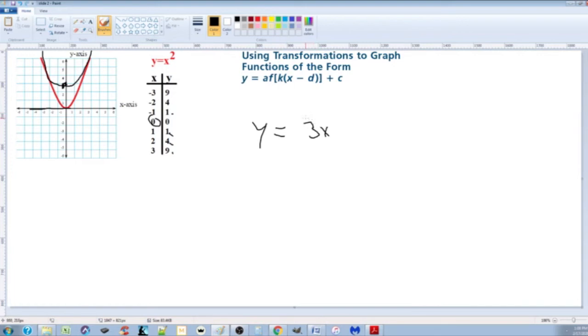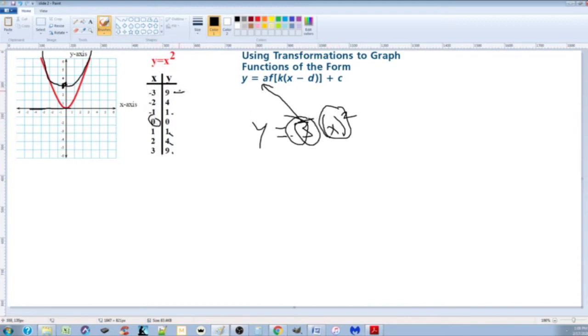We're not going to do the k's yet. We're looking for an a, so it's going to be 3 and then the bracket x and then squared. And I know it's an a because it's not in the bracket. So that means I'm going to simply be affecting all my y values. So all my x values are going to be the same again. They don't change. I square them first, and then I simply multiply them by 3.